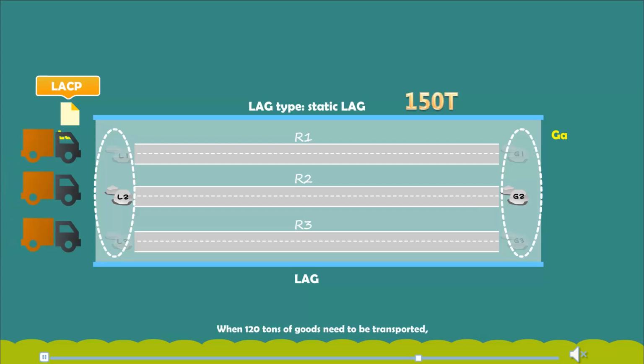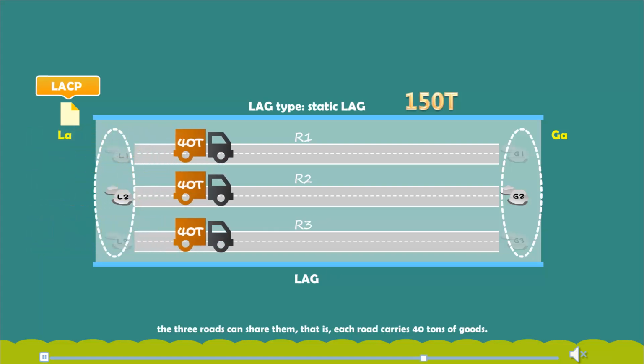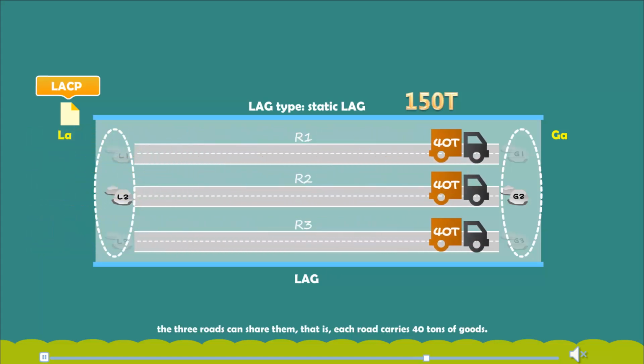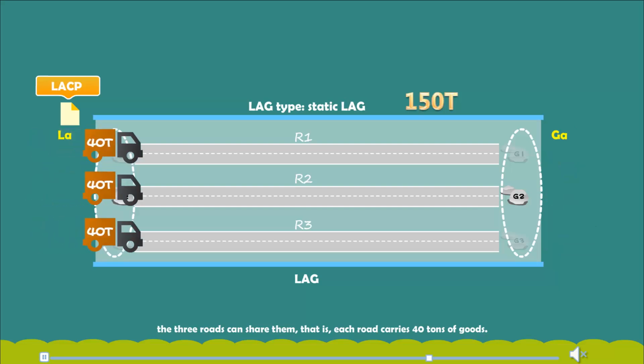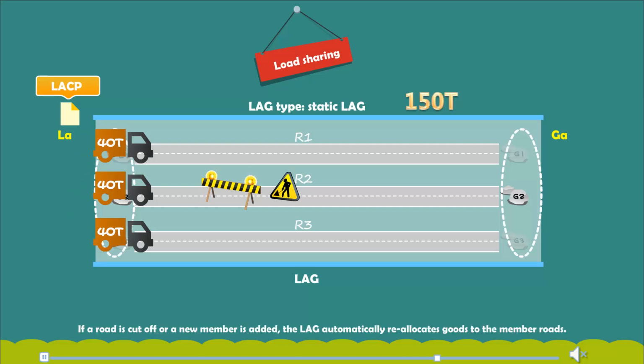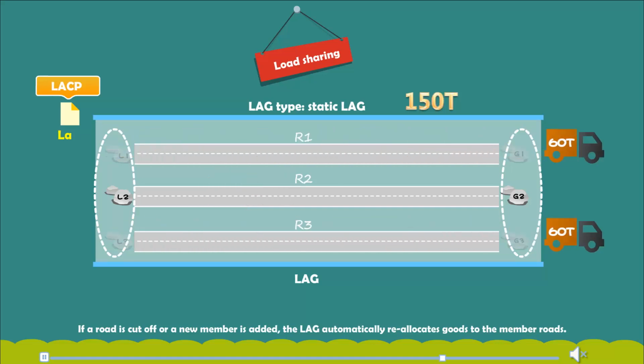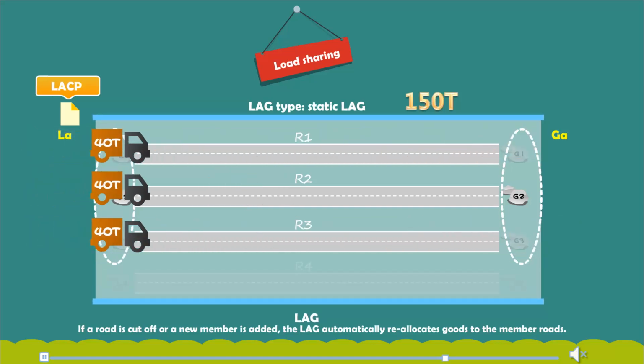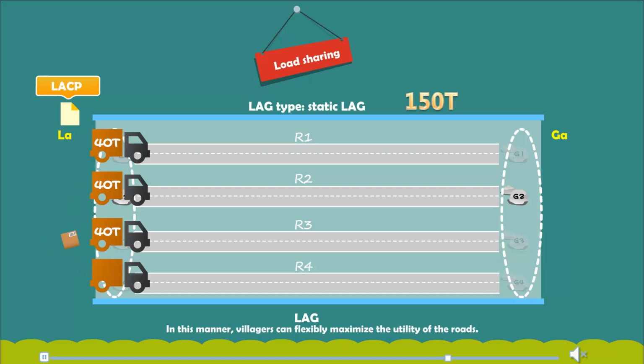When 120 tons of goods need to be transported, the 3 roads can share them. That is, each road carries 40 tons of goods. This mode is called load sharing. If a road is cut off or a new member is added, the LAG automatically reallocates goods to the member roads. In this manner, villagers can flexibly maximize the utility of the roads.